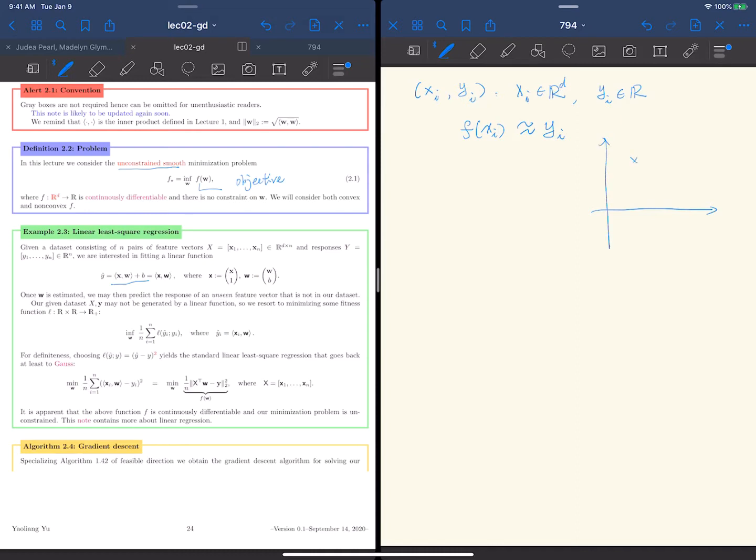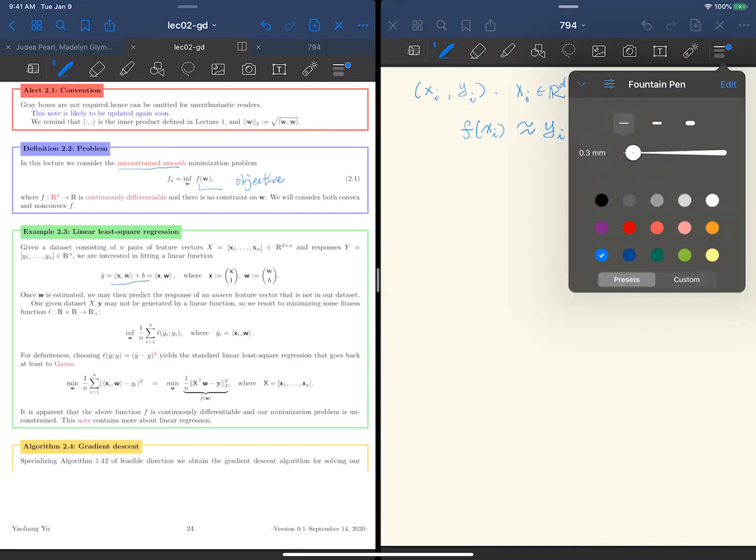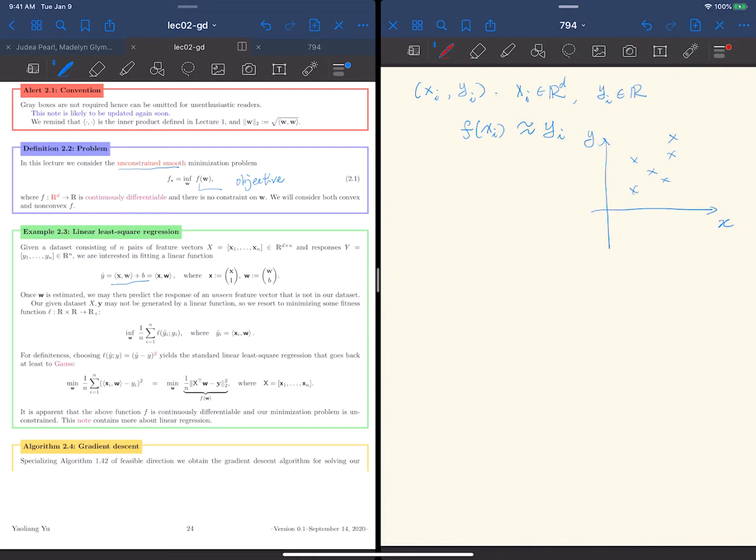Now you may have some points. So the x-axis, and you have a y-axis. You have a bunch of points, and the hope is that we want to find, here we go, a line. This is our linear function that goes through most of the points. This is our b, the bias term, and then we have a normal vector w. This is how we parameterize the linear function.